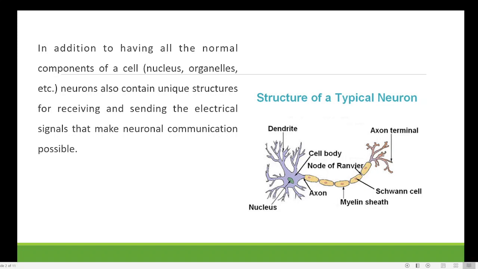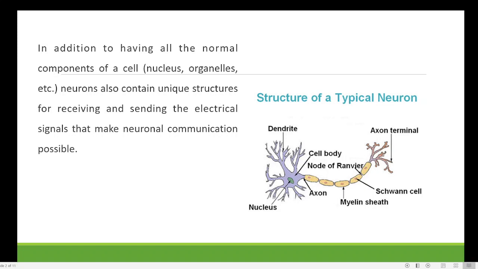A neuron has a nucleus, an axon, dendrons, dendrites, and axon terminals. The main function of a neuron is transferring messages from one part of the body to another part of the body. That is the primary function of a typical neuron. A neuron will be transferring messages.